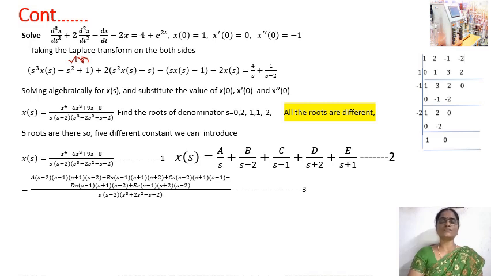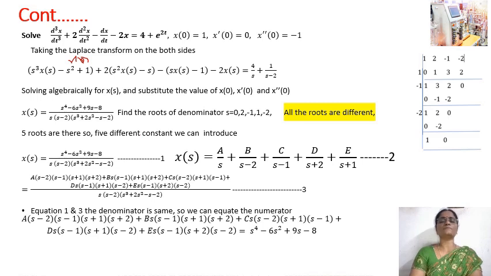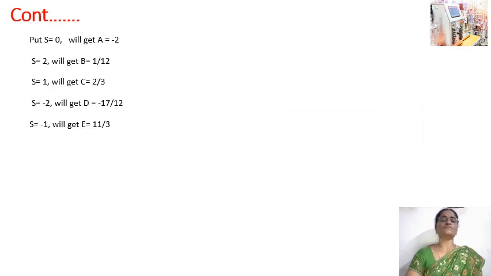Now look at the equations. In equations 1 and 3, the denominators are the same, so you can equate the numerators. Now if you apply different values for s, you can determine the constant values. For example, if you substitute s equals 0, you will get the value of A. If you substitute s equal to 2, you will get the B value. If you substitute s equal to 1, you will get the value of C, then likewise D and E. All the constants you have to determine.